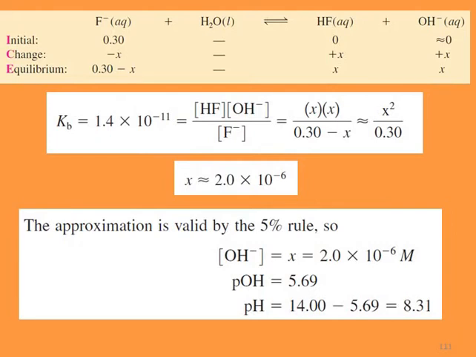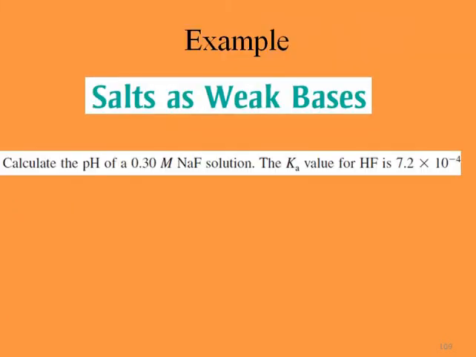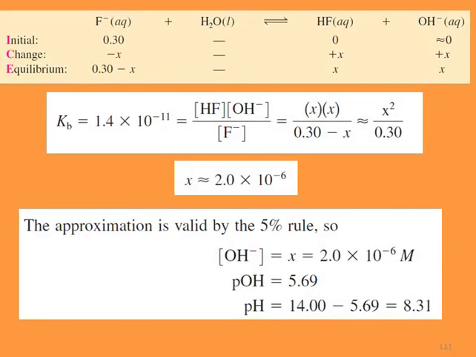And then we need to construct an ICE table. We have the initial concentration of fluoride, which is 0.3, the concentration of NaF. On the other side, we have HF and hydroxide, initially 0. Then the change will be negative x for the fluoride and positive x and positive x for HF and hydroxide respectively. So the equilibrium will be 0.3 minus x, and on the other hand we have 0 plus x, which is going to be x, and the same thing for hydroxide.